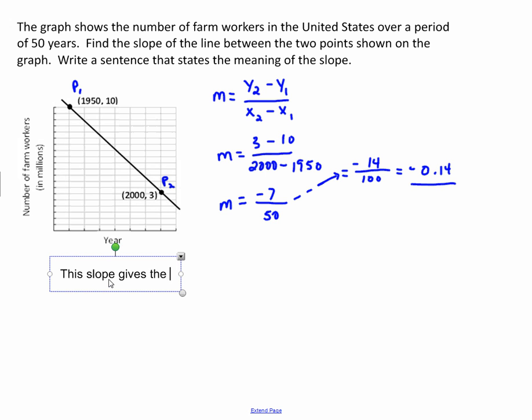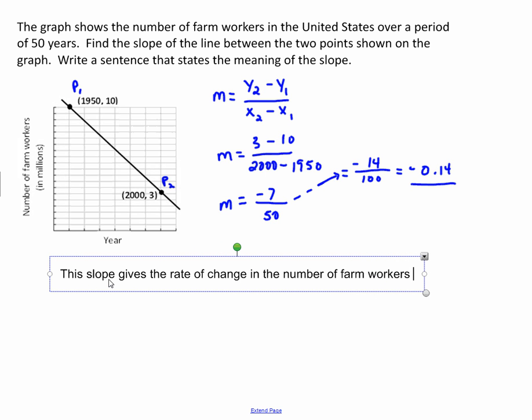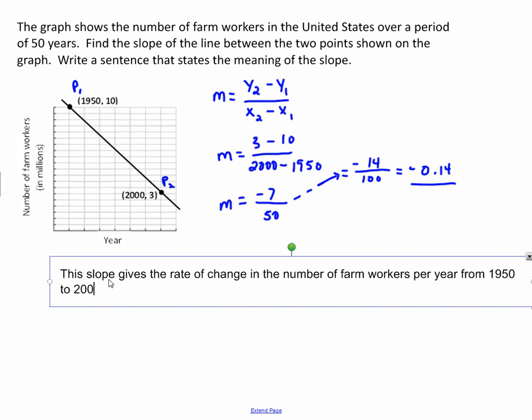This slope gives the rate of change in the number of farm workers per year from 1950 to 2000, which makes sense if you think about what we're trying to say here. This represents a rate of change, and that rate is we lose 14. Let's see, that's 14%. Perhaps we should say that.